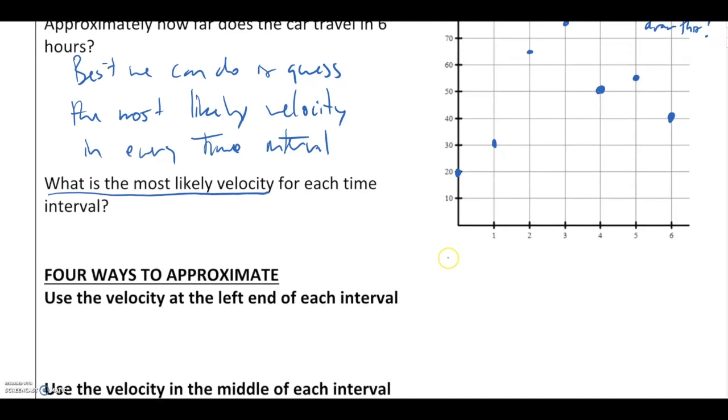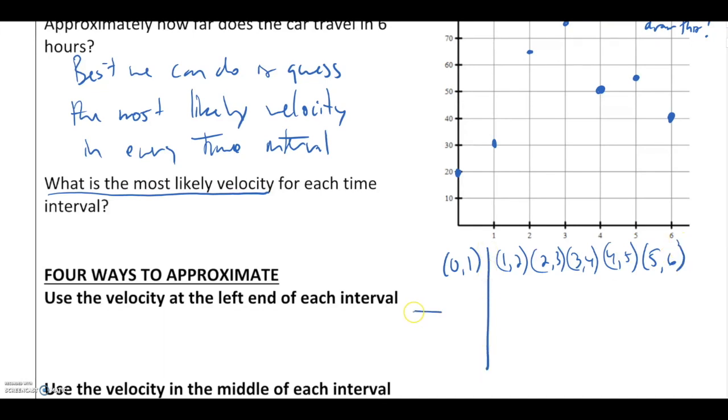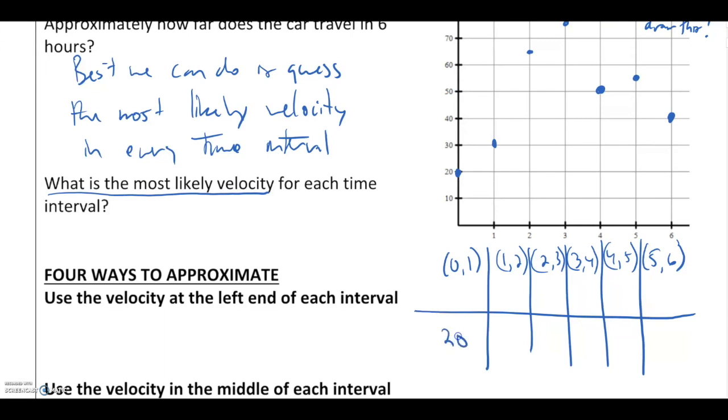What I mean by that is, I'm going to make a little table to organize myself down here, and we're going to split this up into all these time intervals as shown on the graph, all the way up to 4 to 5 and 5 to 6. For this first part, from 0 to 1, let's use a velocity of 20, the one on the left side, and assume the car is at 20 miles per hour most of that first hour. From 1 to 2, we'll use 30, 2 to 3, 65, and so on as we go across.